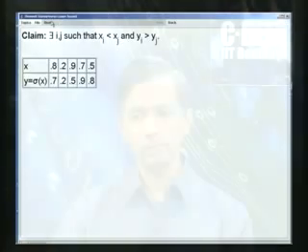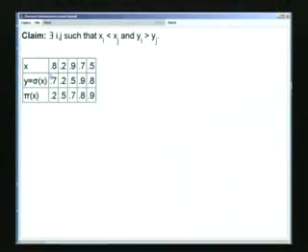Now here is the key step. I'm going to define a permutation pi which sorts x. So pi of x is going to simply take these and rearrange them in increasing order. So it's going to be 0.2, 0.5, 0.7 and so on.